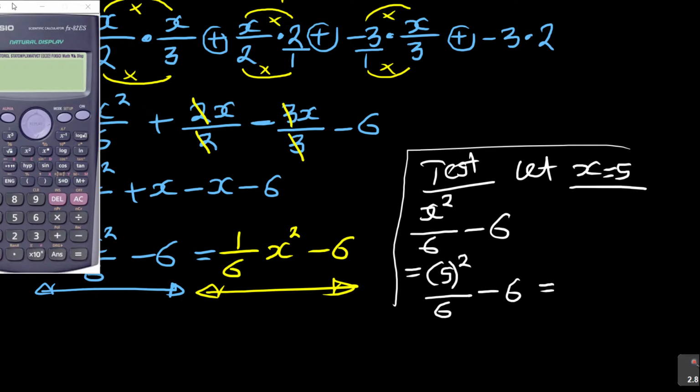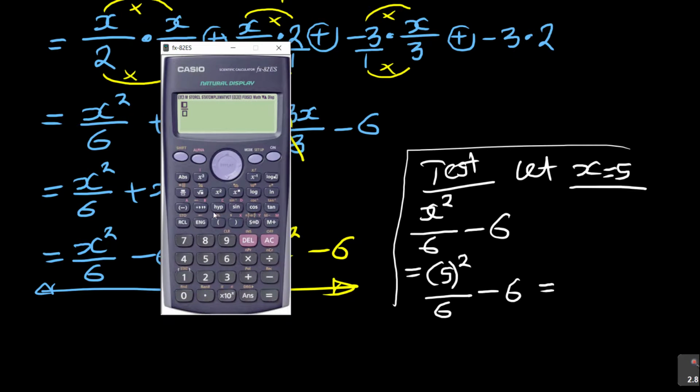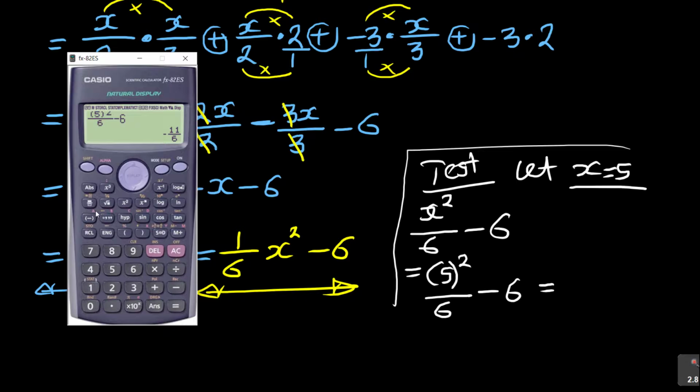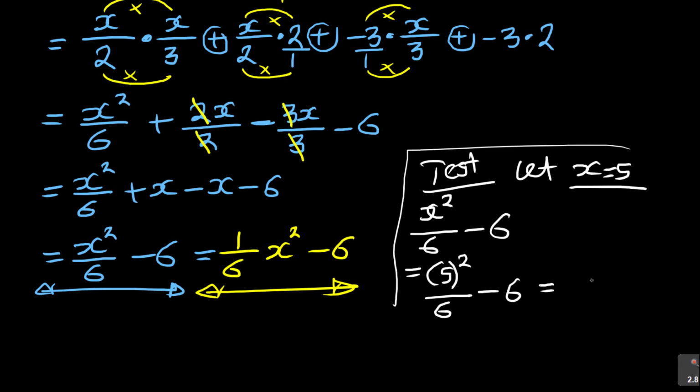Just use a calculator straight away. Here you're testing, so you don't have to be trying to use your mental knowledge and stuff. Don't do that. Just use the calculator. There is 5 squared over 6 minus 6. It's minus 11 over 6. You see, I told you you can have written it this other way, whereby you say 1 and then there is negative 11 over 6, so it's minus 11 over 6. That's the answer we are getting here.